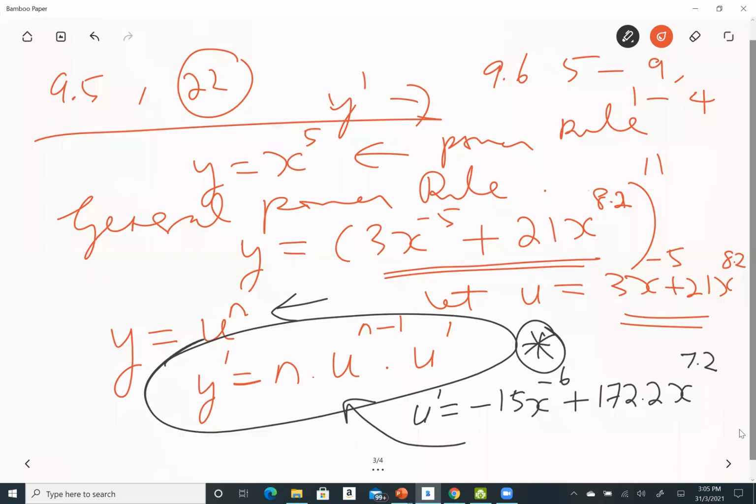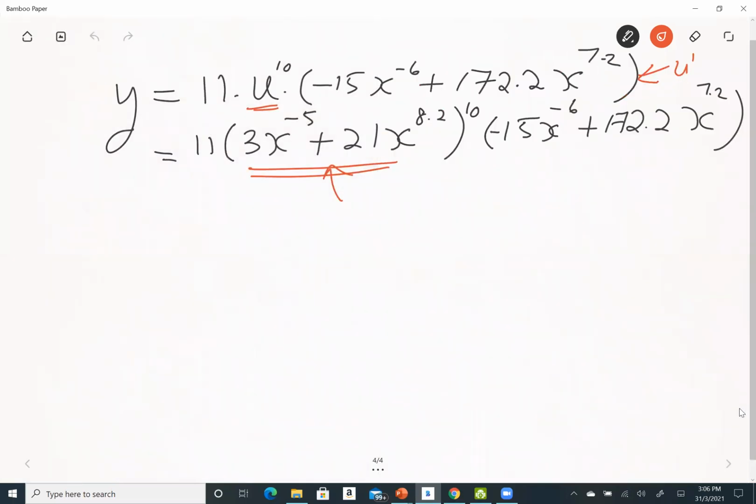And then 5 to 9 is the general power rule. So I asked you to do 5 to 9. We do one question. Do question number 8. Okay, question number 8. So in 9.6, I would like you to do question number 8.